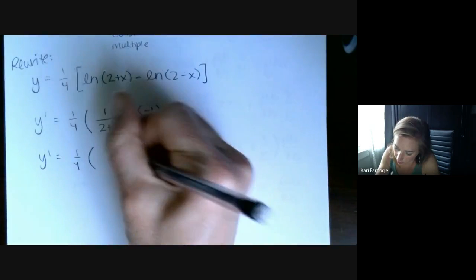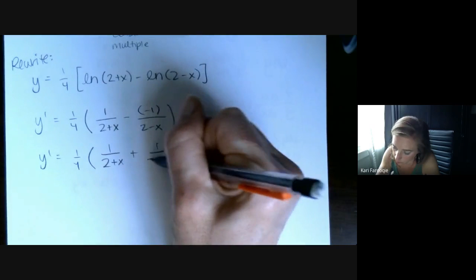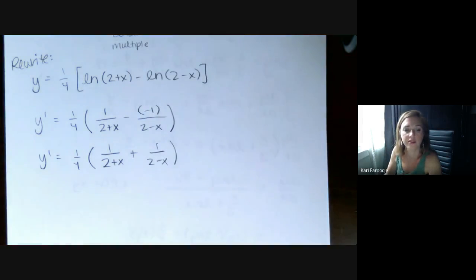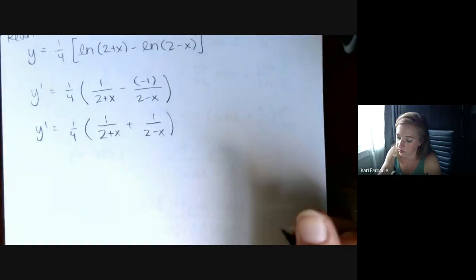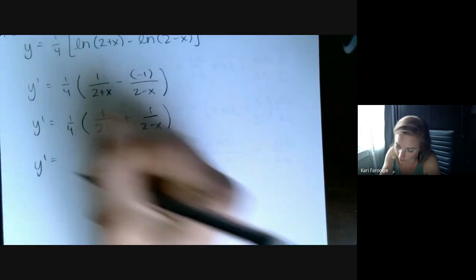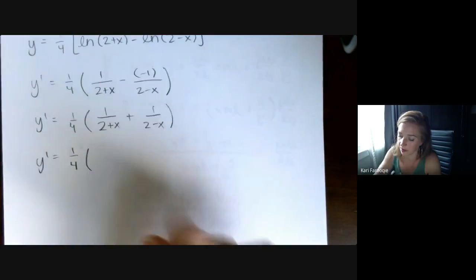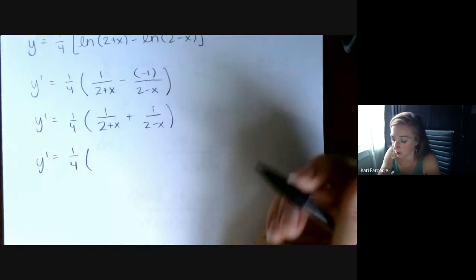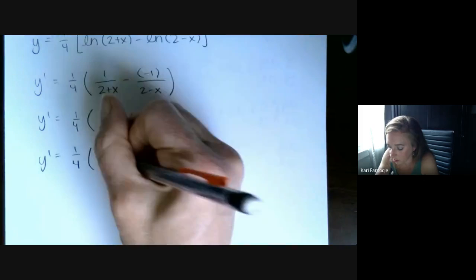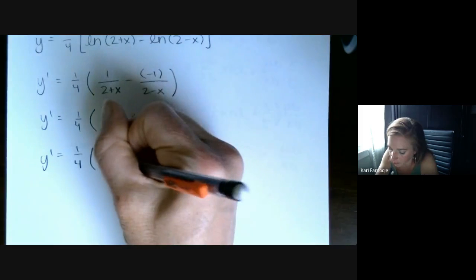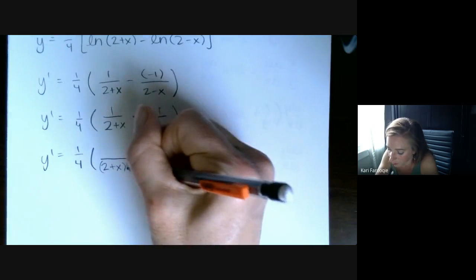1/4 times 1 over 2 plus x plus 1 over 2 minus x. Might as well rewrite that minus a negative using a plus. And then to get these combined into one fraction, you've got to think back to algebra. Leave the 1/4 right here where it is. If you want to combine these, you need a common denominator. So you can write your denominator as 2 plus x times 2 minus x. And if you don't remember how to build that, it's fine, I will show you.